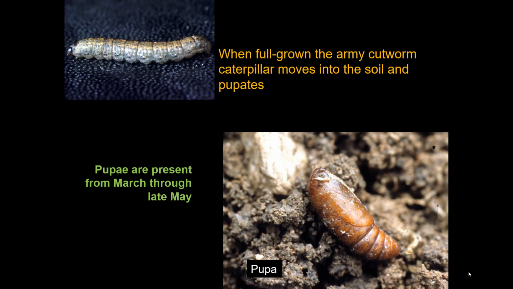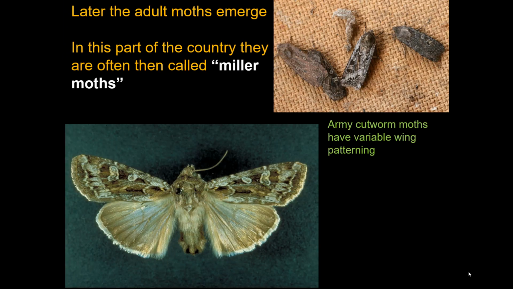There's a picture of a pupa, much smaller than the pupa of a hornworm, and then they come out. And in this part of the country, when they come out, we call them a miller moth. Now, the term miller moth is not a scientific term, not similar to hummingbird moth. It's a popular term, and it's a popular term given to whatever kind of moth is locally common.